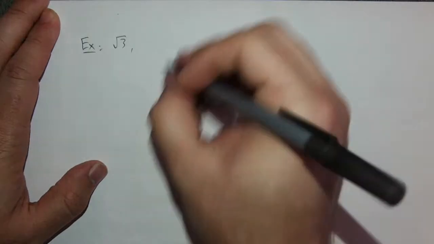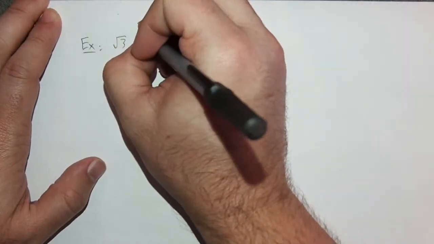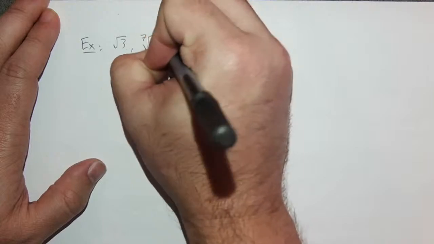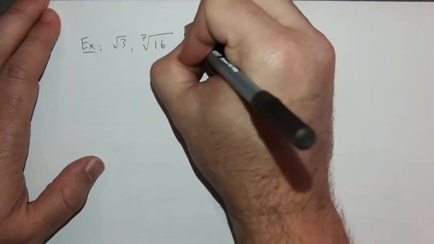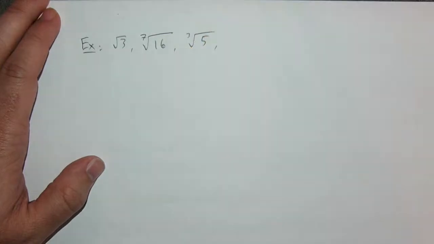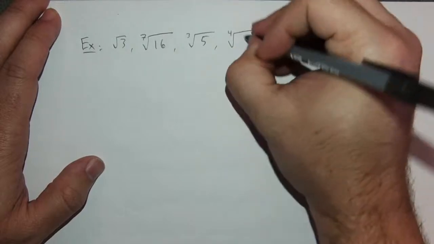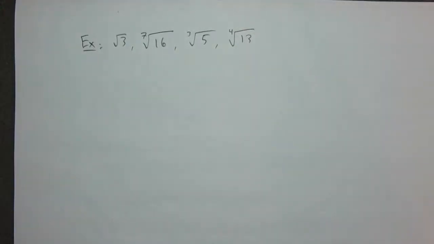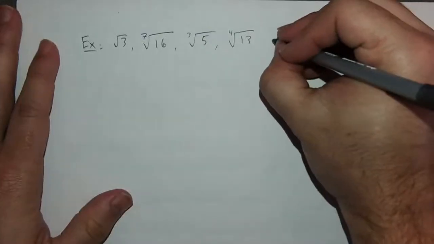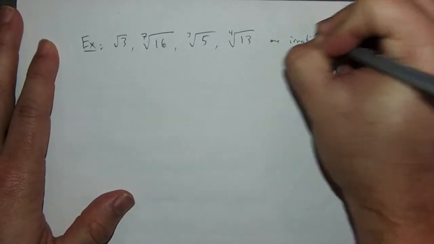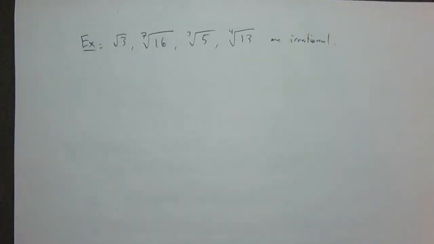So here's some examples. Of course, square root of 3. Let's do the 7th root of 16. Just writing down the examples in the textbook. But of course, cubed root of 5. How about the 4th root of 13? That's another pretty good one. These are all irrational. And I don't need to prove that specifically for these expressions. I can actually just state this theorem.